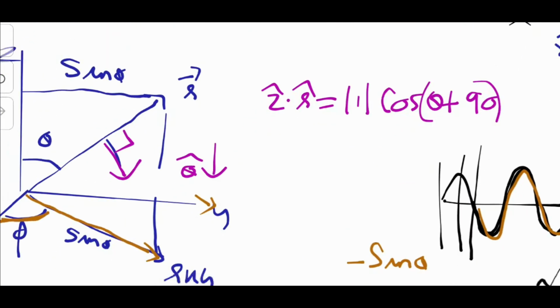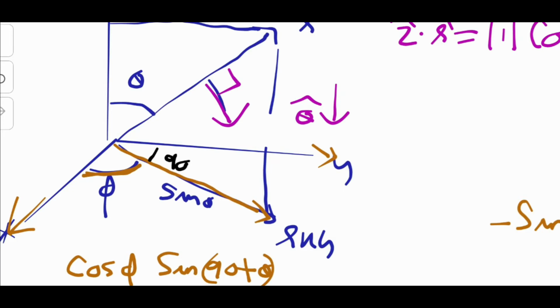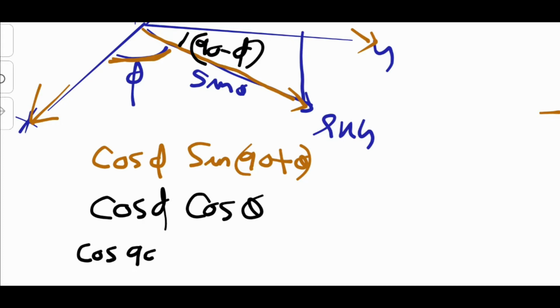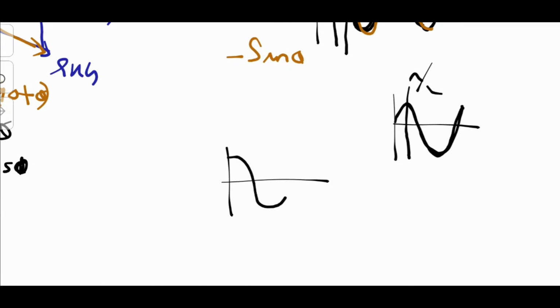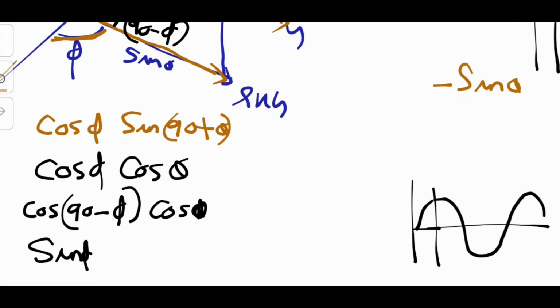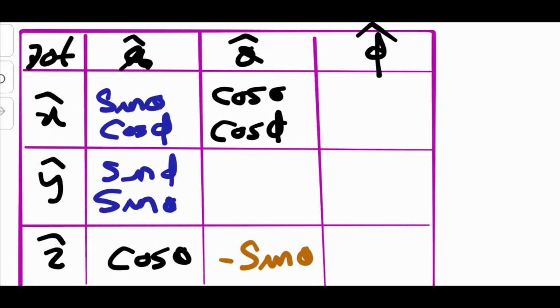From the x axis, that is the theta cap component, and this other angle is 90 minus phi. So from the y cap, it is cos of 90 minus phi times cos theta. If you shift the angle by 90 degrees, you get sine phi. So it is just sine phi cos theta, just like that.